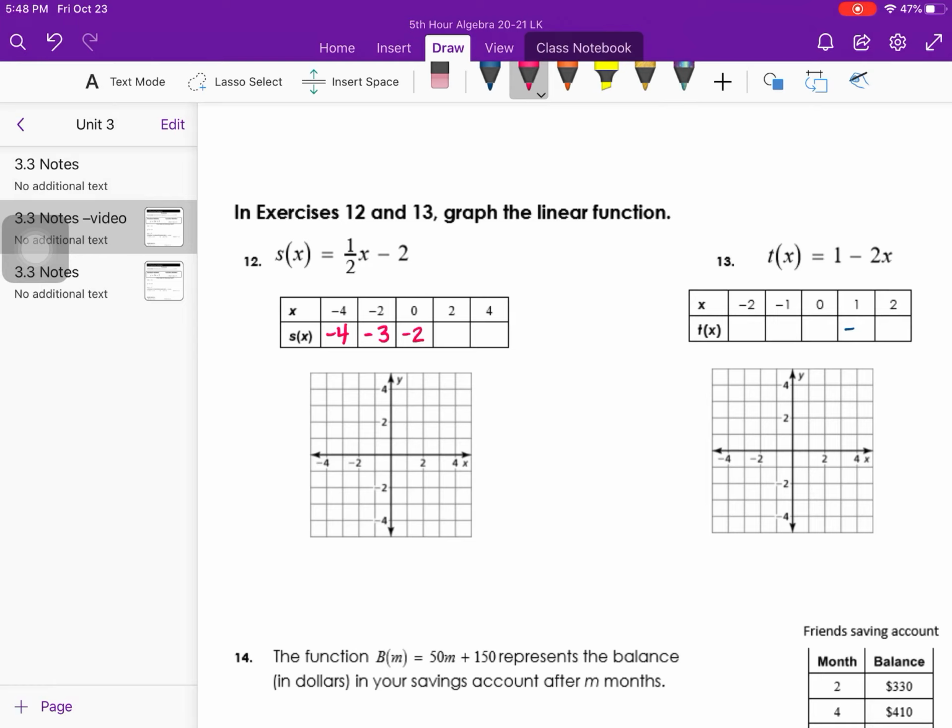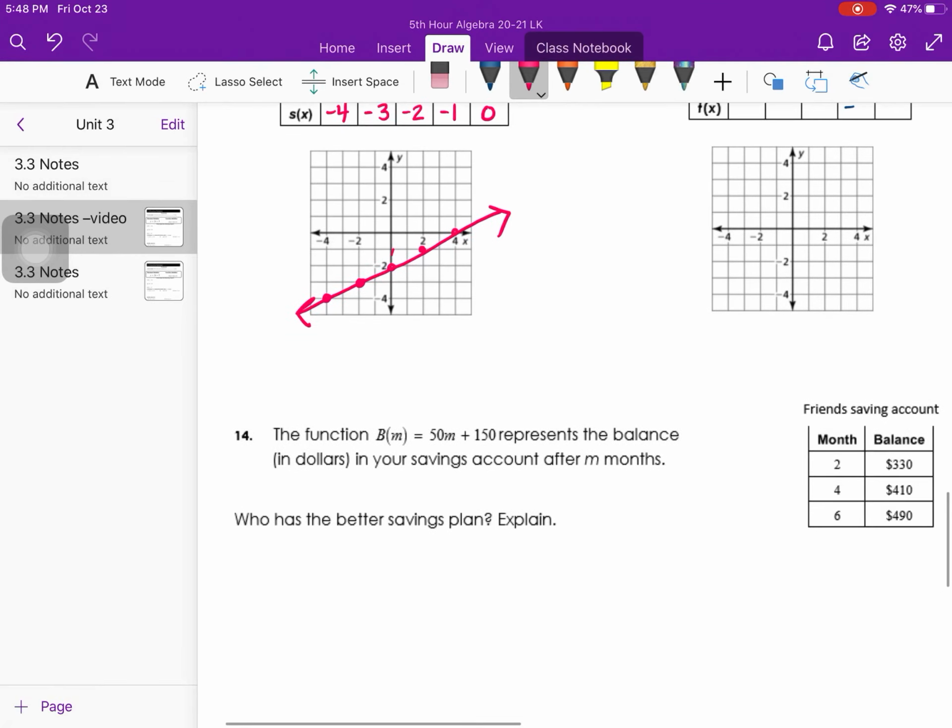We can see a pattern here. When my input is 2, my output is -1. And when my input is 4, my output is 0. So when we graph that, x is -4, s of x, we're going to graph that on the y-axis. That's -4, 2, -3, 0, -2. We get a nice straight line. All right, I'm going to let you guys do number 13.